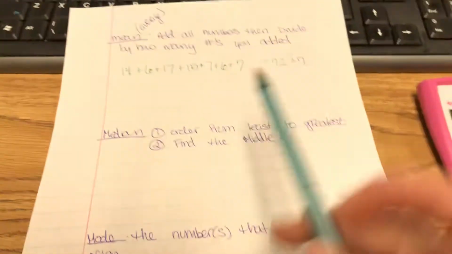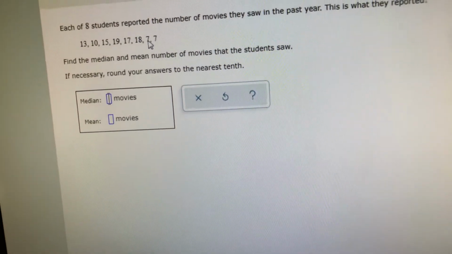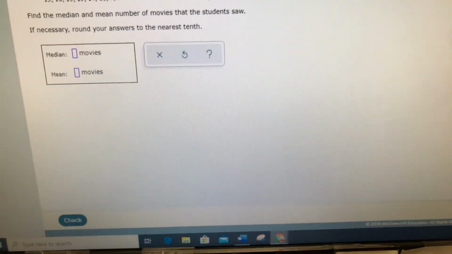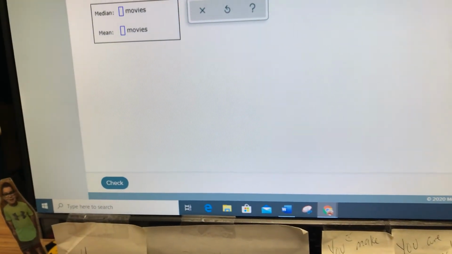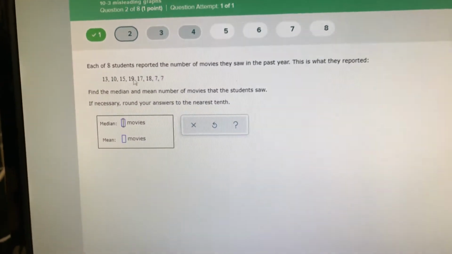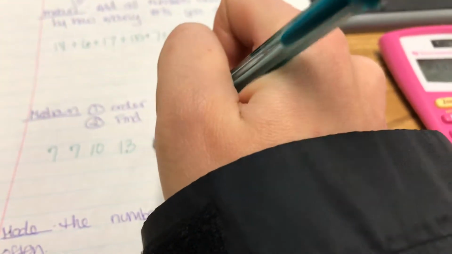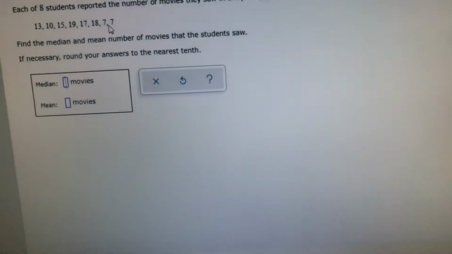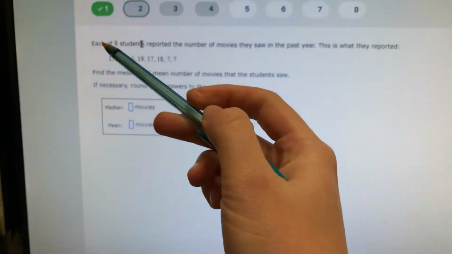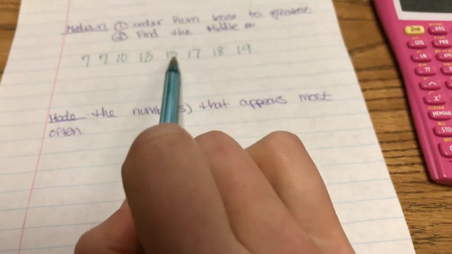So I'm going to start out with the median because that one needs to be ordered from least to greatest. So if I look here, I see that I have 2 7s and a 10. They tell me that there are 8 students, so I have to make sure when I write them down, I still have 8 numbers. So I have 7, 7, 10. After the 10, I got a 13, 15, 17. So 13, 15, 17 are my next ones. And then I have an 18 and a 19. Okay, they said I should have 8 students. Let's make sure I have 8 numbers. 1, 2, 3, 4, 5, 6, 7, 8.